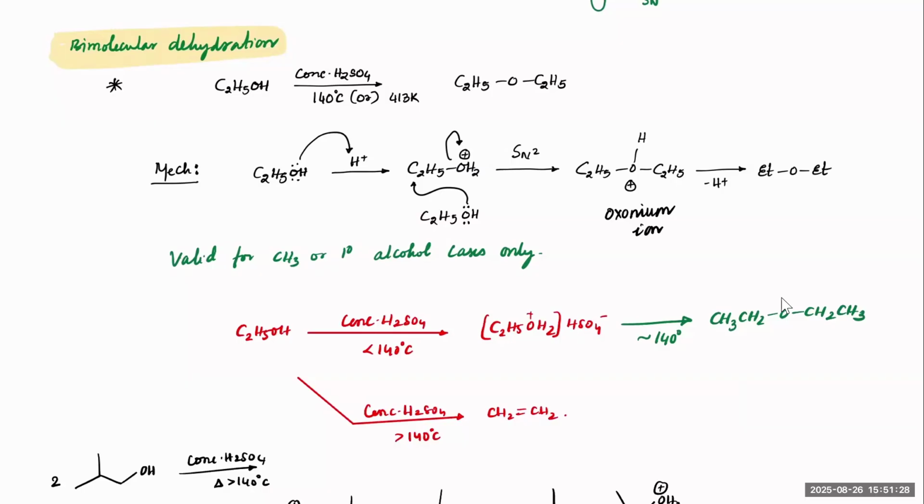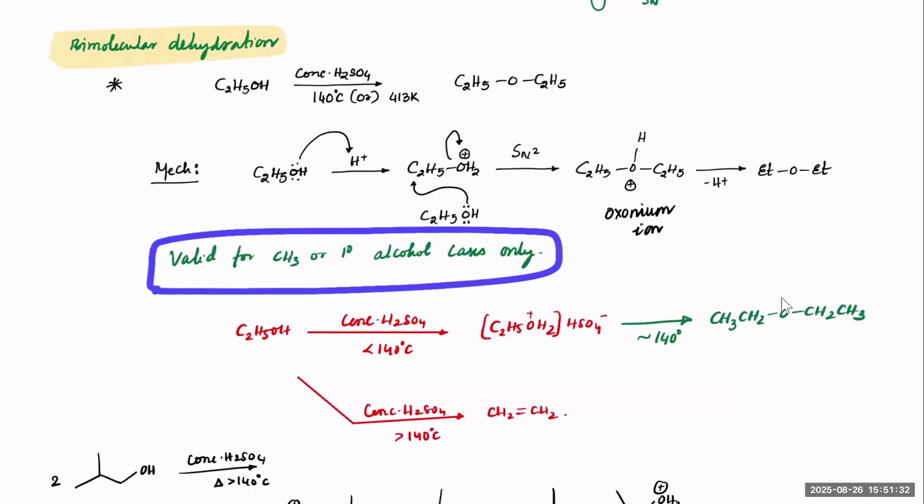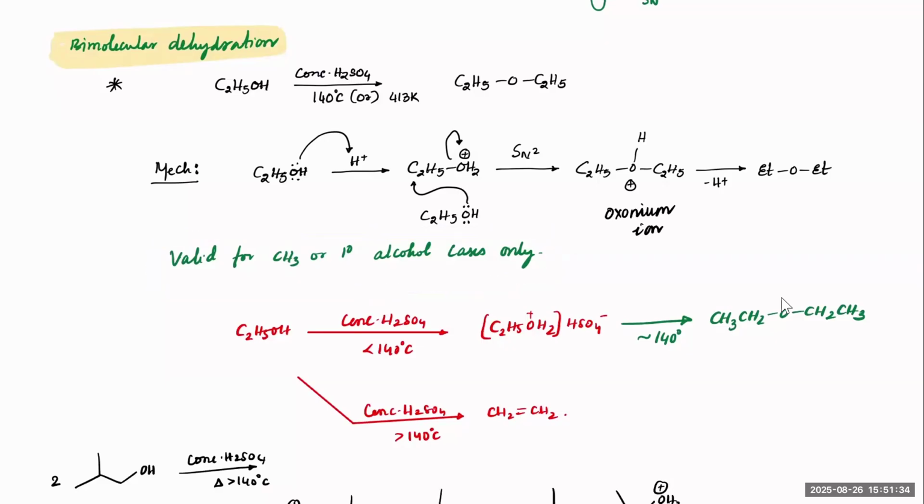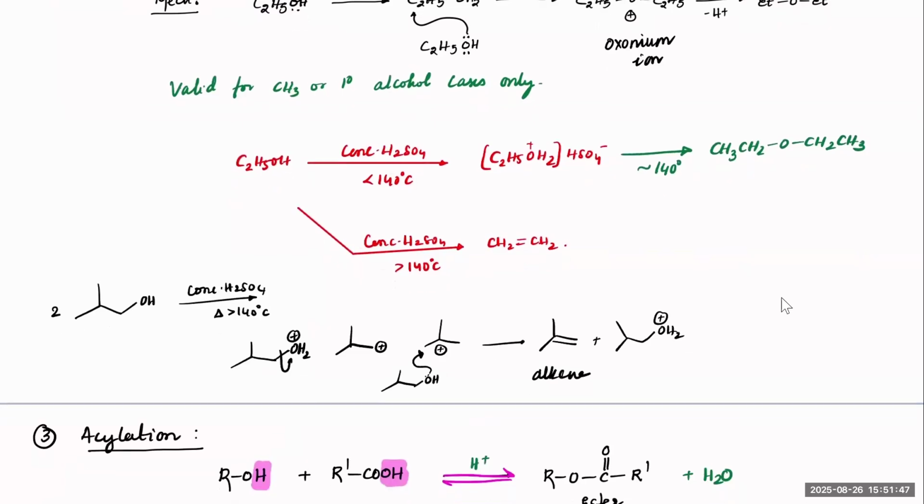Now these cases are pretty much valid only for simple alkyl groups like methyl or 1 degree cases. But in case there are bulkier groups, then elimination is always more favorable even at lower temperature.